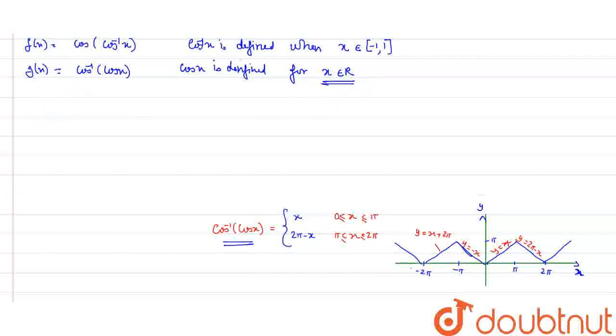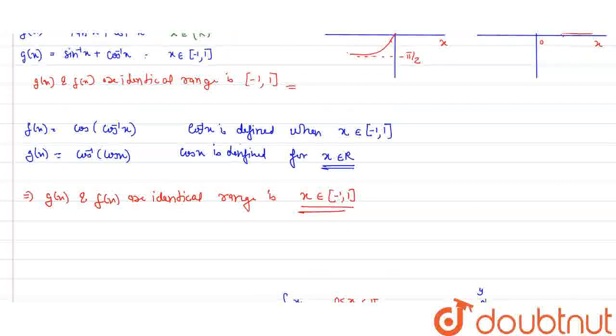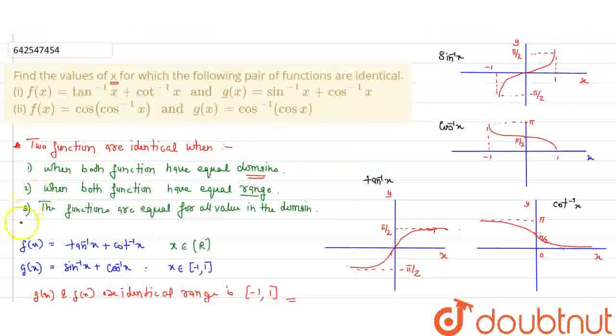Now if I want to find the identical function, f(x) and g(x) are identical when they have a common domain, right? When the domain is common, and the common domain between them is -1 to 1, right? So this is the common range we have found in our second question. This is for my second question, and this one is for my first question.